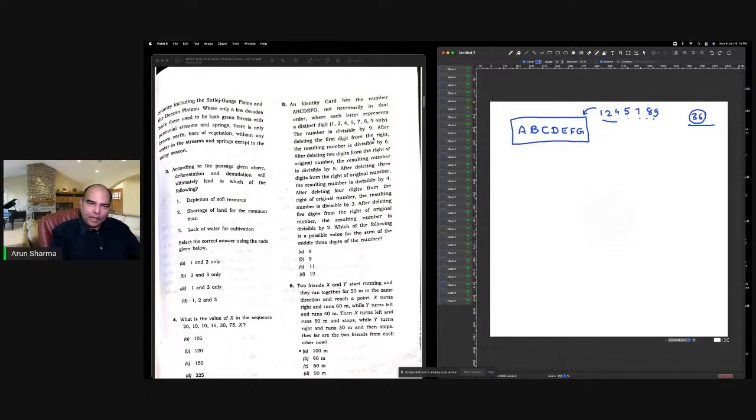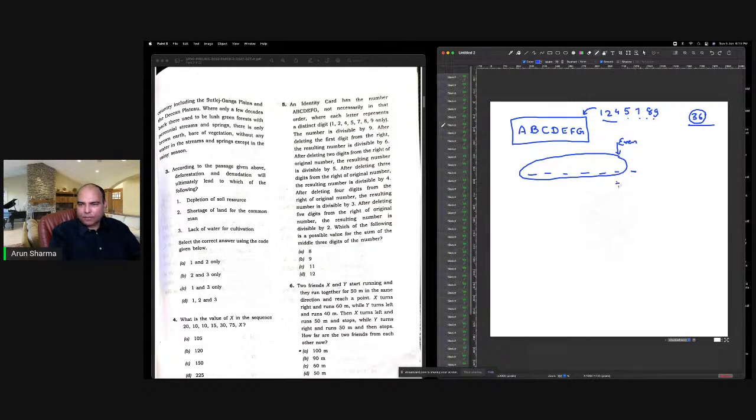So the number is divisible by 9. After deleting the first digit from the right, the resulting number is divisible by 6. So we are looking at a 7 digit number, A, B, C, D, E, F, G. The six-digit number is divisible by 6, so it has to be even and divisible by 3. These are the two conditions for divisibility by 6. So the sixth digit is either 2 or 4 or 8.